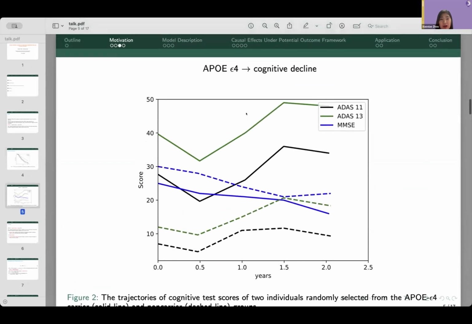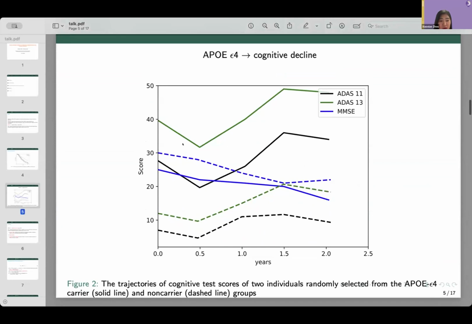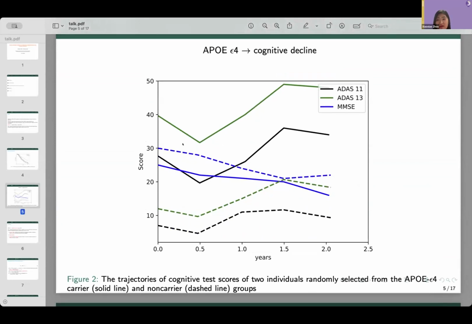Besides, some literature has pointed out that the APOE epsilon-4 is a risk factor for cognitive impairment from a broad spectrum. Here we randomly select 2 individuals from the APOE epsilon-4 carrier and non-carrier group and depict the trajectory of some cognitive test scores. And we can say that the 2 subjects exhibit distinct patterns. For example, for this score, the carrier has a much higher score than the non-carrier.